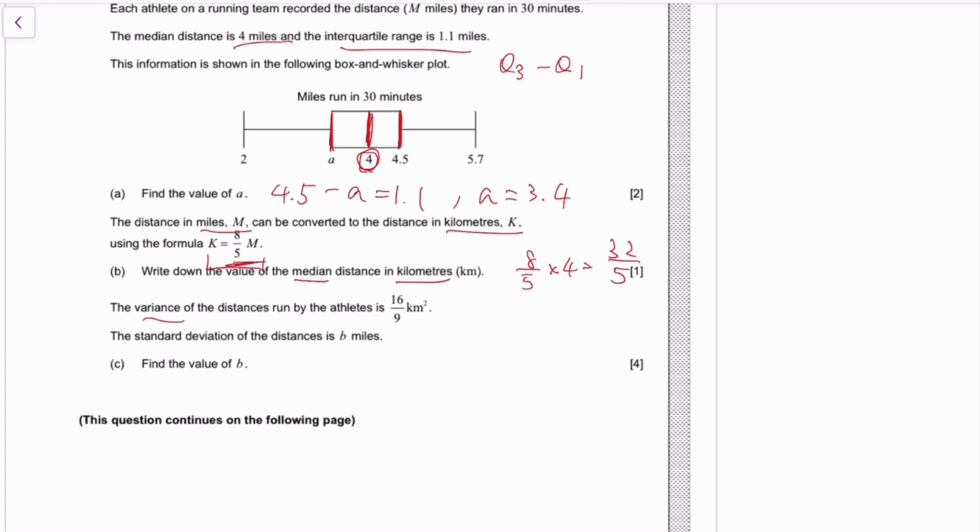The variance is given to be 16 over 9. Find the standard deviation in miles, okay? Notice this 16 over 9 is in kilometers squared. So we know, at least you should know, the standard deviation is the square root of the variance. So it's root 16 over 9 kilometers squared. If you root that, it's 4 over 3. Technically, you root the kilometer squared as well, so it becomes kilometer.